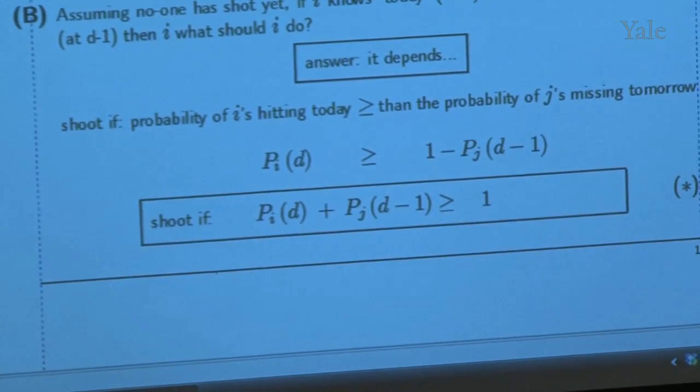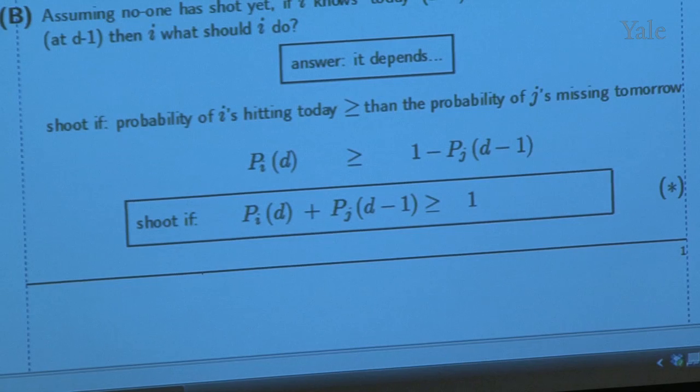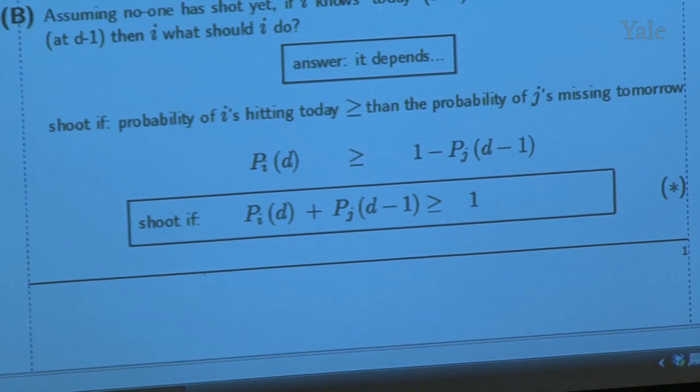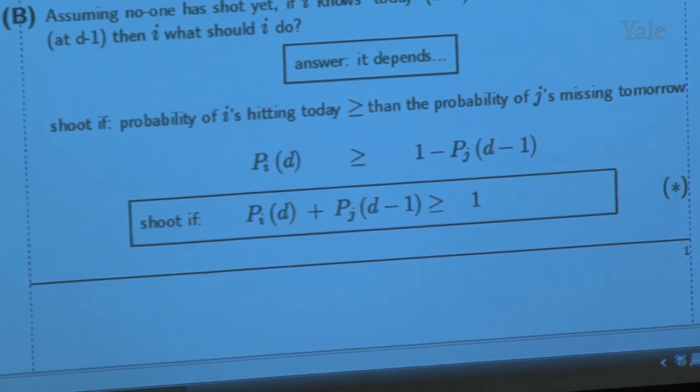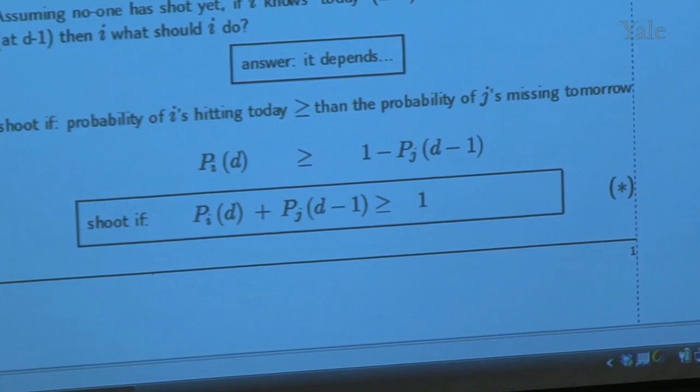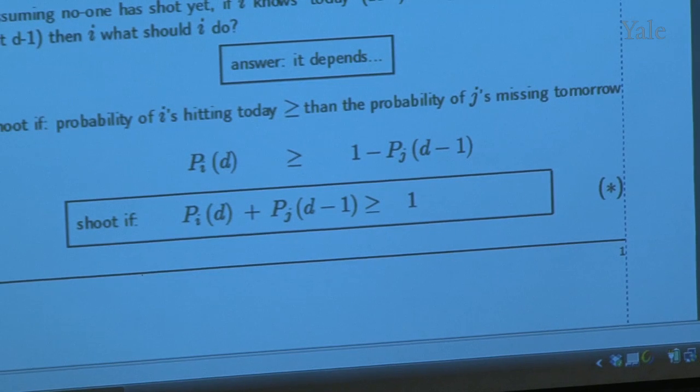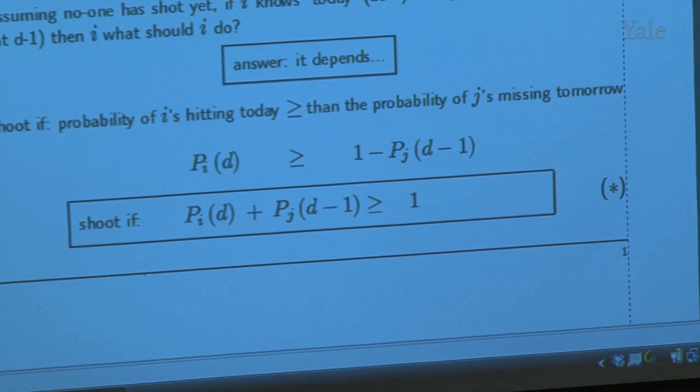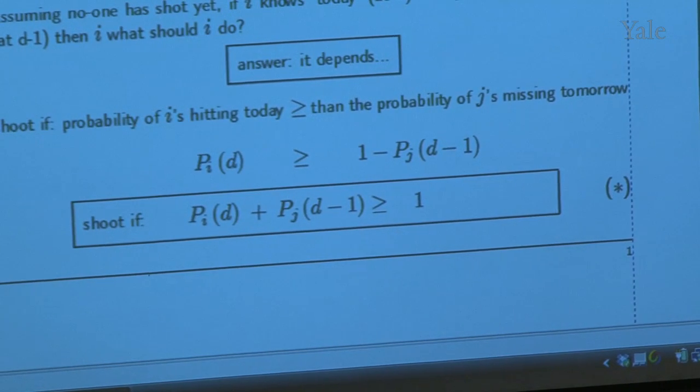If the algebra was too fast, don't worry about it. The argument is what matters. The argument is in this line. That's what we care about. And here's the conclusion. The conclusion is I should shoot if I think the probability of my hitting today plus the probability that you hit tomorrow is bigger than 1. Kind of a neat thing.